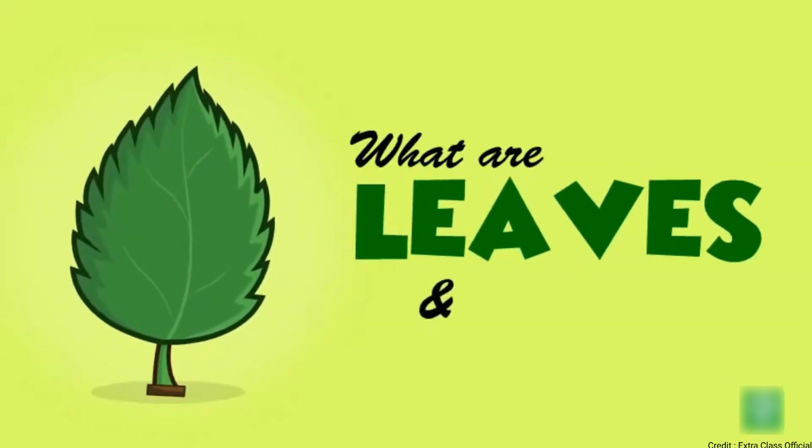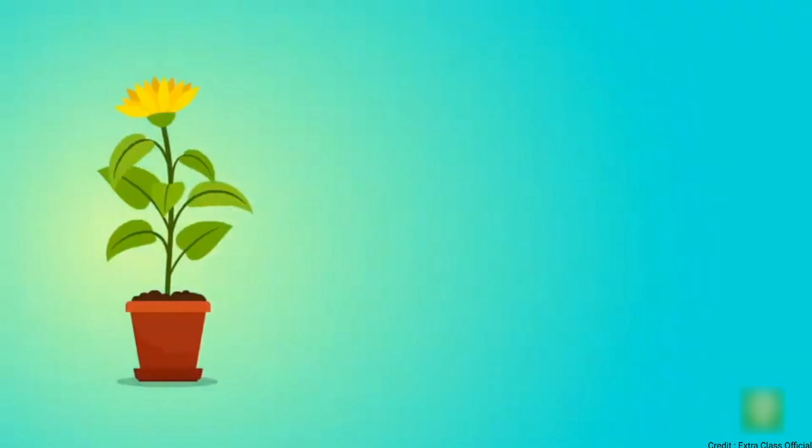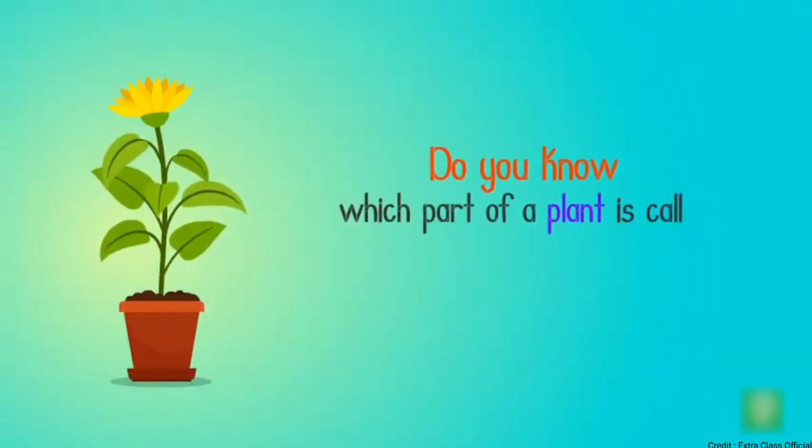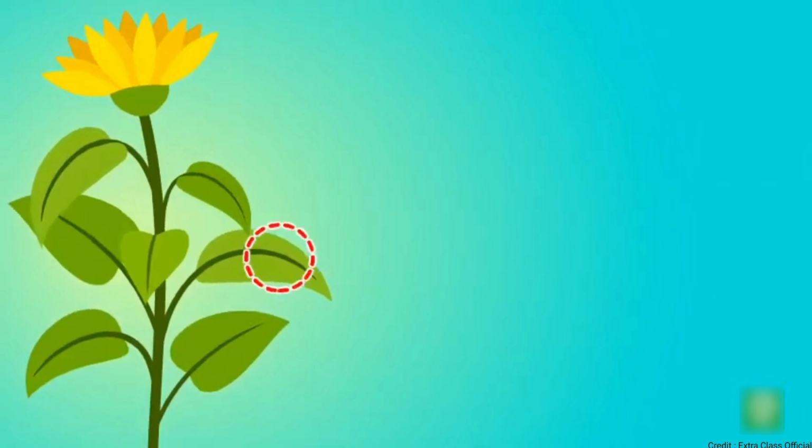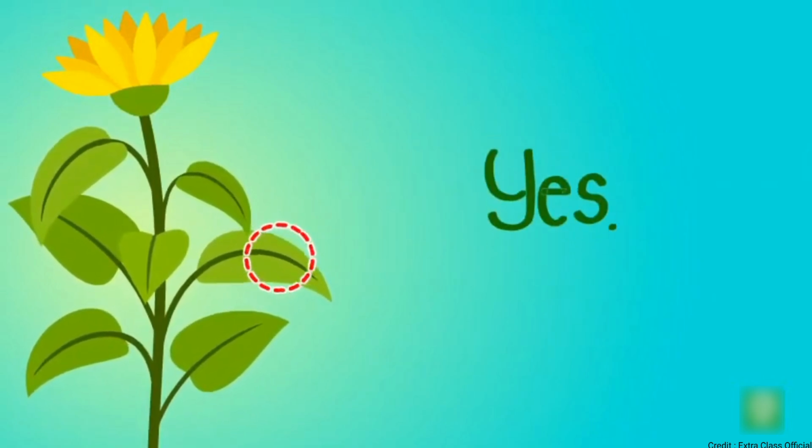What are leaves and its types? Do you know which part of a plant is called the kitchen of a plant? You might be thinking about green-colored leaves. Yes, it's true.